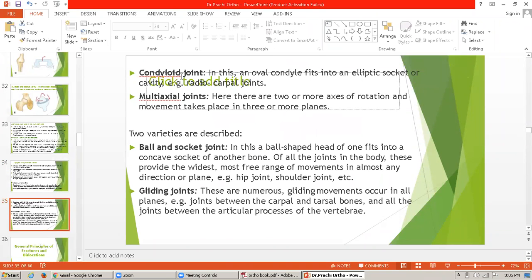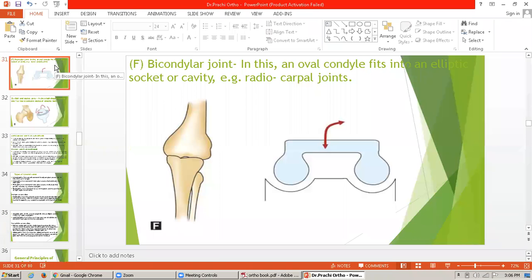Then the next one is a condyloid joint. In this, an oval condyle fits into an elliptic socket or cavity. For example, a radiocarpal joint. So this is the diagram of a bicondylar joint.